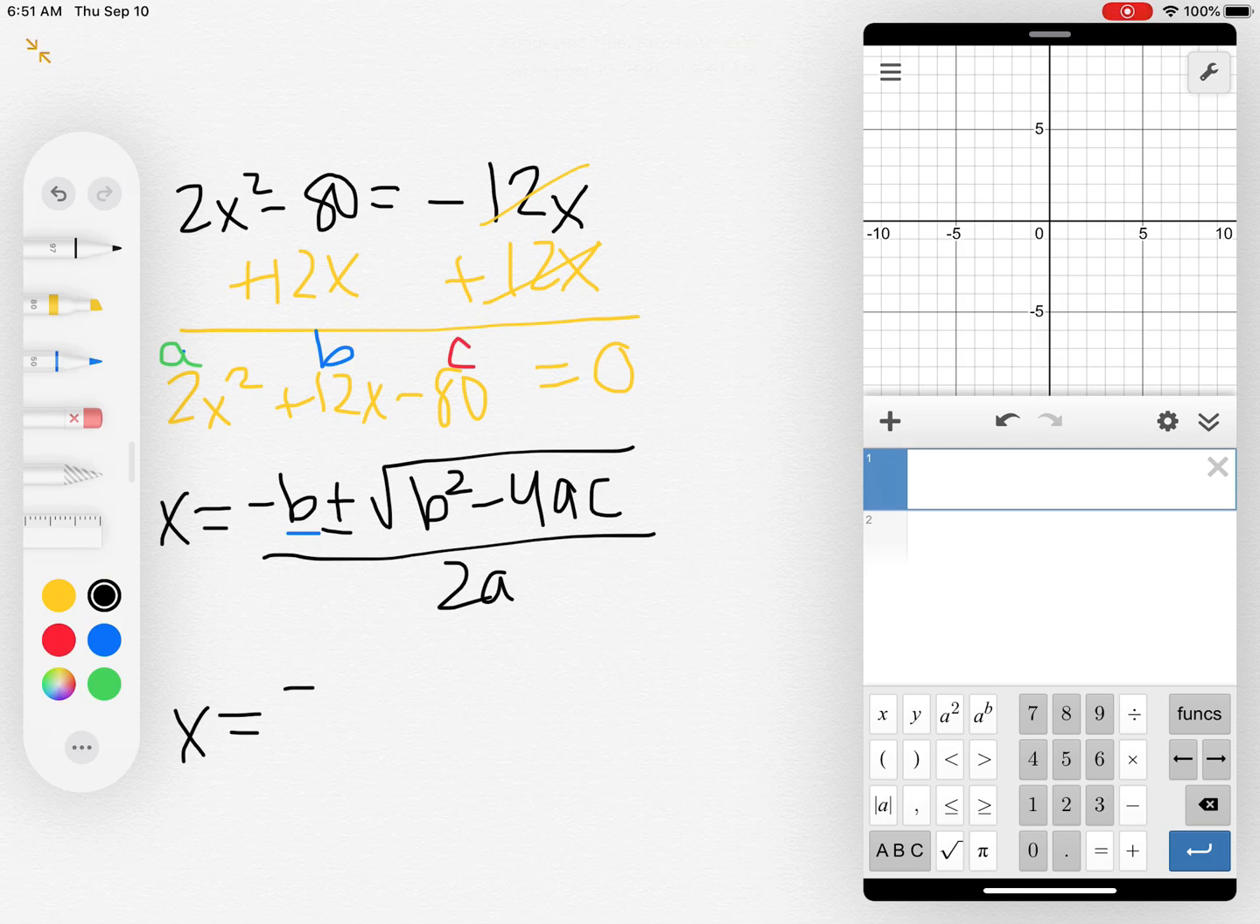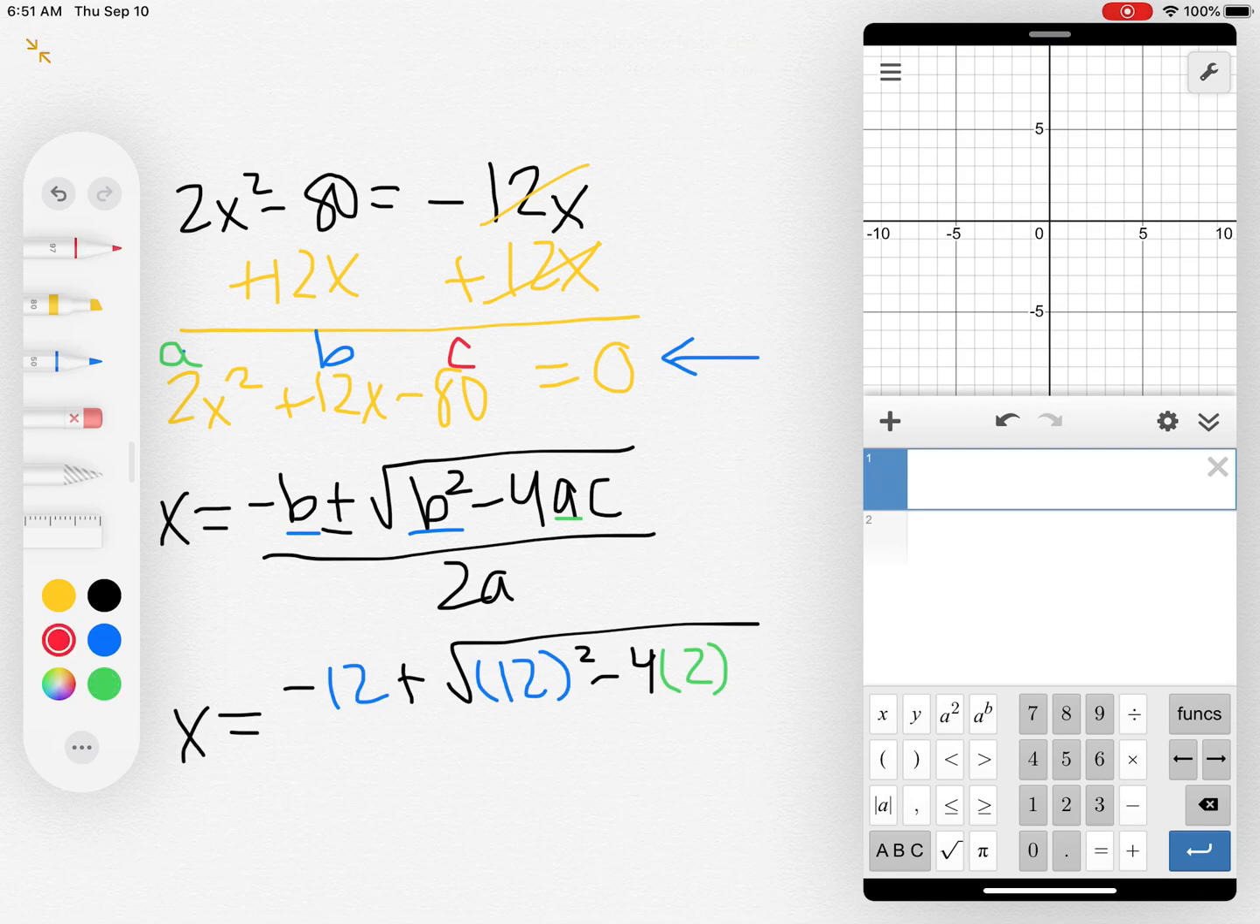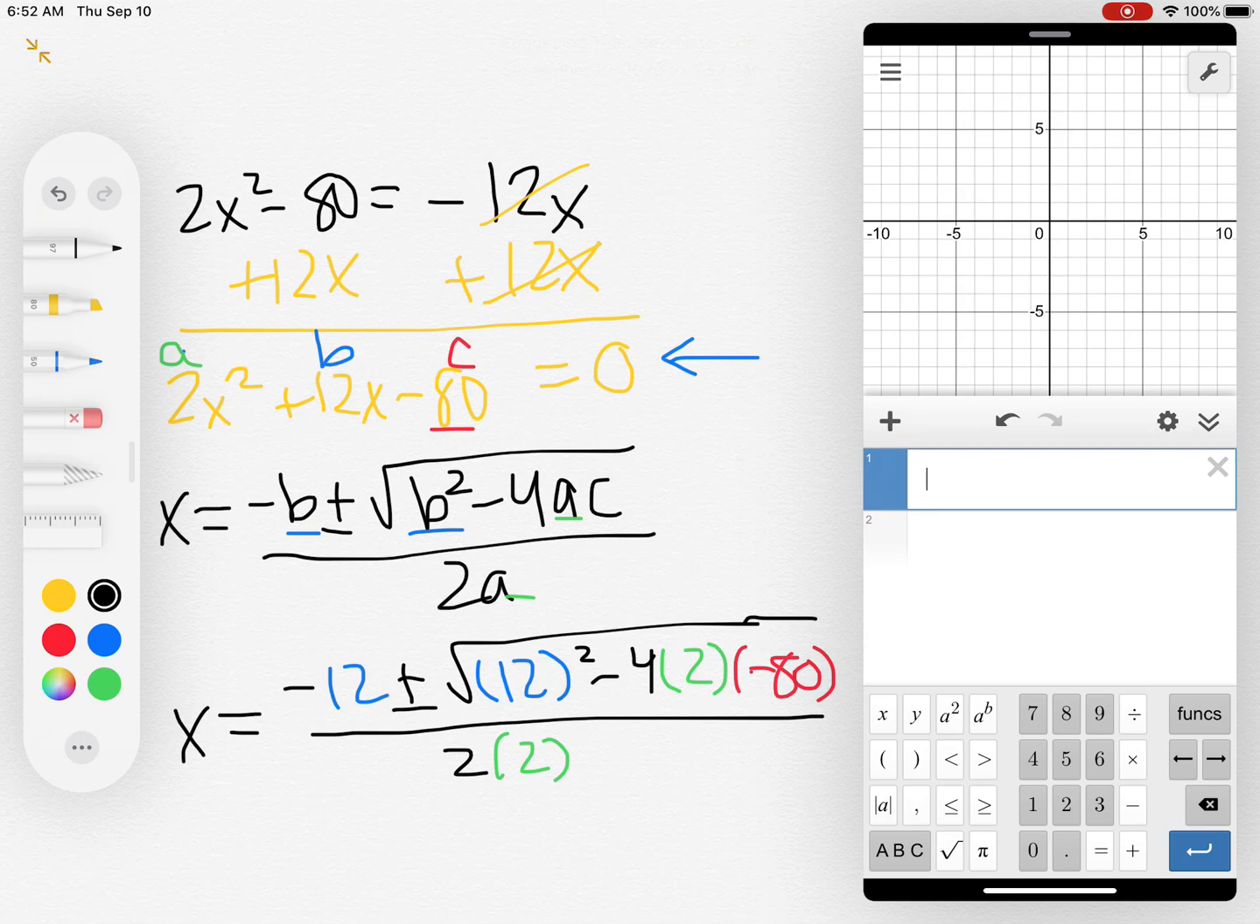So first up is negative b, so negative, now we're looking at our new version of our equation, so negative 12 plus or minus square root, b is still 12, put it in parentheses, squared, minus 4, parentheses, a was 2, parentheses, c is negative 80, all divided by 2 times a, which is once again 2. And I forgot my plus or minus, that's a bad deal.